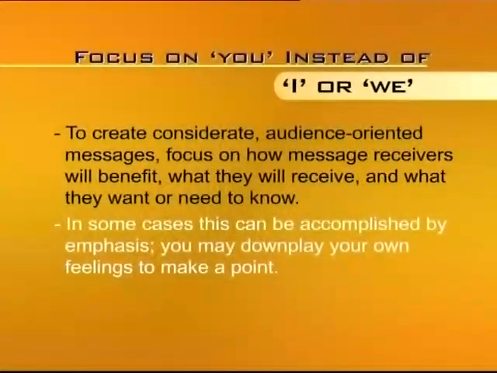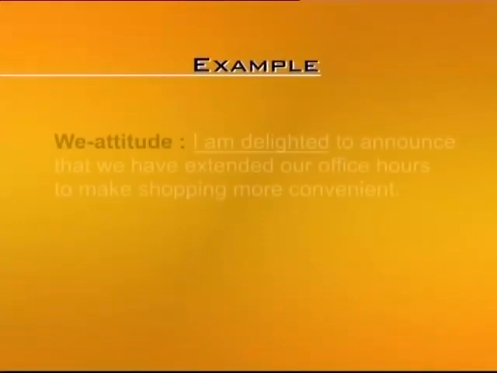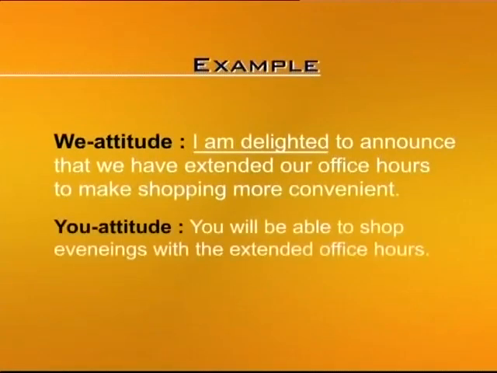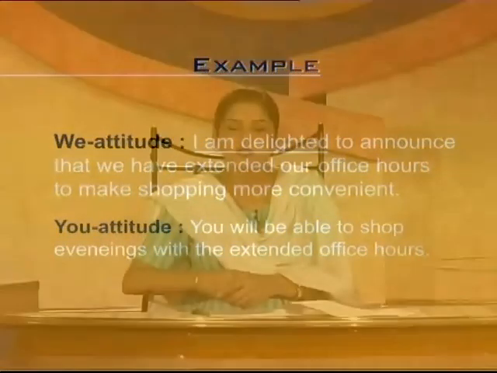In some cases, focusing on the benefits of the message receiver and what they will receive can be accomplished by emphasis. You may downplay your own feelings to make a point. This basically means that you may emphasize certain points which will be favorable to the reader and downplay other points. For example, the we attitude would be, I am delighted to announce that we have extended our office hours to make shopping more convenient. Now, in this sentence, there is emphasis on I. I am delighted, meaning I am happy or we are happy.